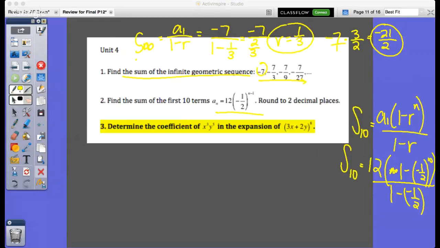Are y'all good with plugging this stuff in? Yes. From here. You want me to keep going? Yeah. So we got 1 minus that. And then we can multiply by our first term, which was 12. Yeah, there you are. 12.